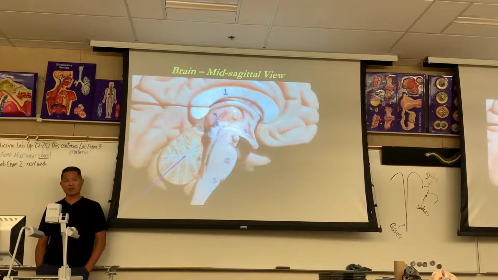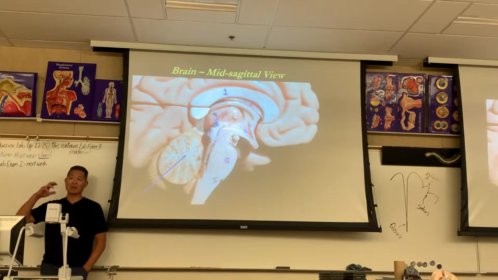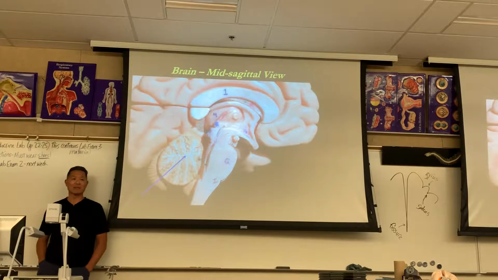You guys remember the spinal cord? The gray matter is on the inside, the gray butterfly. White matter is on the outside. Does this ring a bell? In the brain, it flip-flops. In the brain, the gray matter is outside, and the white matter is on the inside. That's why the arbor vitae is the white matter, and it's in the center. But that's also true for the rest of the brain. Gray matter's on the outside, white matter's on the inside. Are we clear?